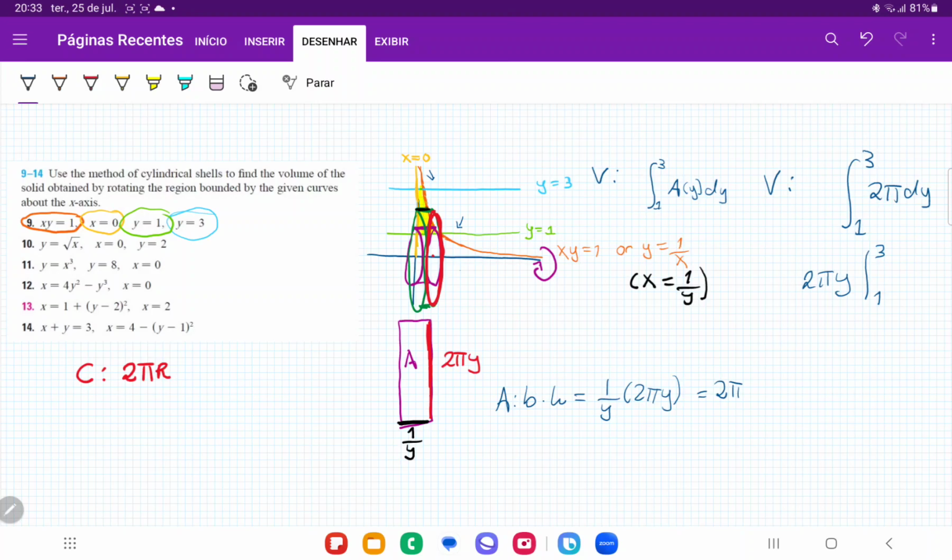Because 2 pi is a constant, all we're doing is integrating dy, and this is equal to 2 pi, and then we evaluate the boundaries. So 3 minus 1, and so the answer is 4 pi. Let me see if I missed anything. No, that is 4 pi, and that is the volume that we get when we revolve this area about the x-axis.